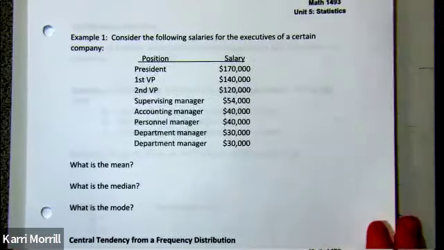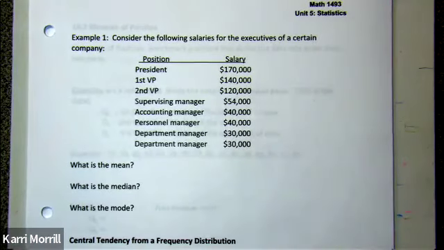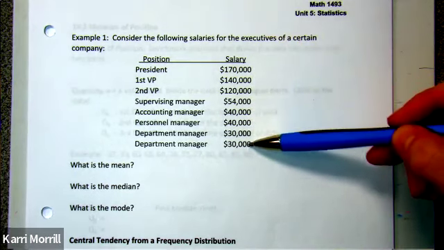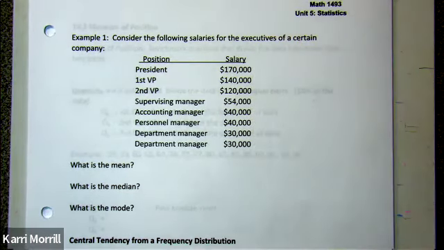And so there's some questions in web assignment that are going to be a little bit like this. It's not always just a random set of numbers out of order. Like this represents something. So it says, consider the following salaries for the executives of a certain company. So here are the listed salaries for different people in management or the higher management of the company.